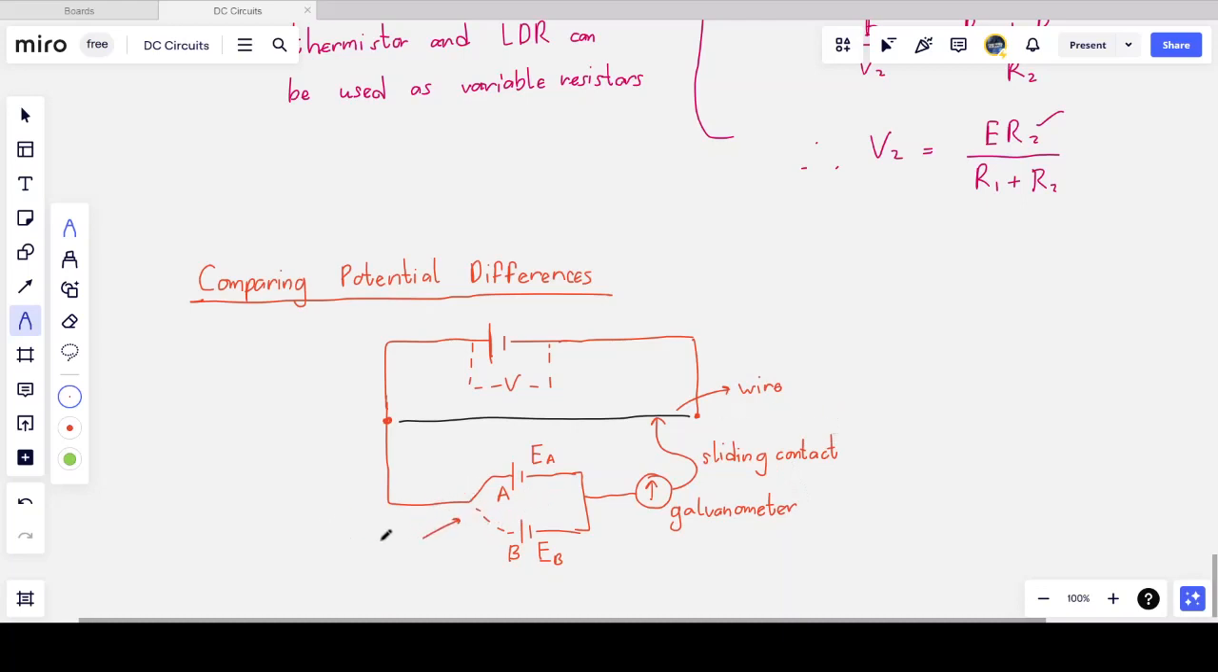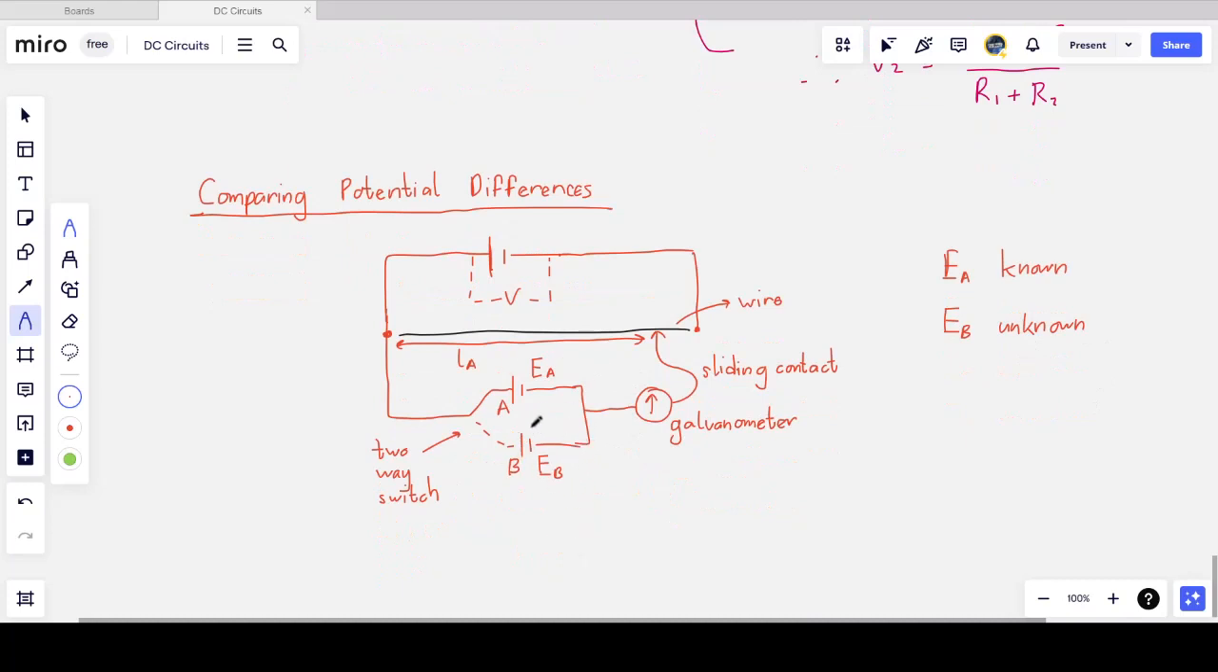And here, choosing between the two EMFs is a two-way switch. So this whole setup is a potentiometer that we use to compare the EMFs of two cells, in this case EA and EB. Now the length of wire between one end, which is the end where the switch is, and the other end where the sliding contact is, we're going to call LA. Right, so that's the length of the wire. So basically in this experiment what we do is we know the EMF of EA. Maybe we use a battery of known EMF, but we don't know the EMF of cell B. And so EMF EB is unknown. So we can use this potentiometer setup to find the EMF of cell B.